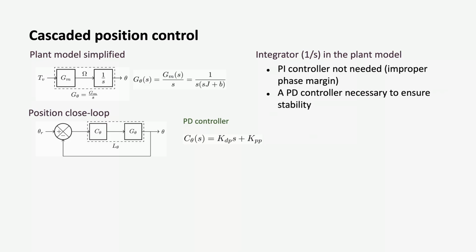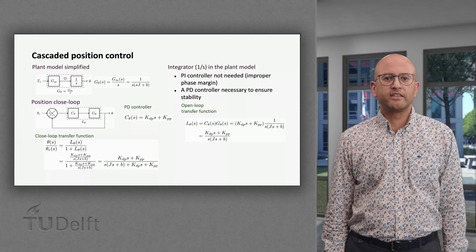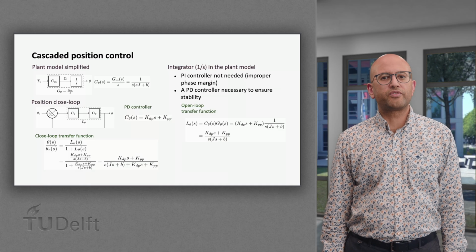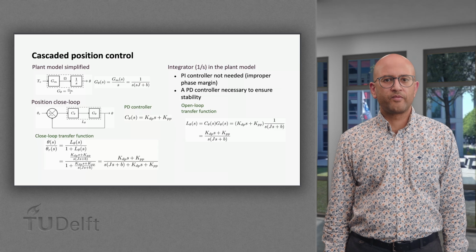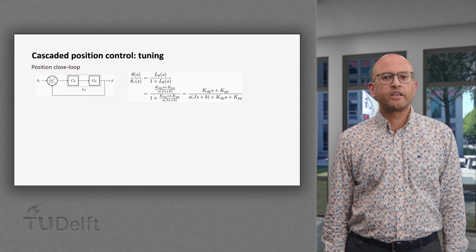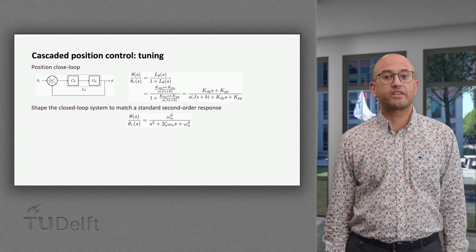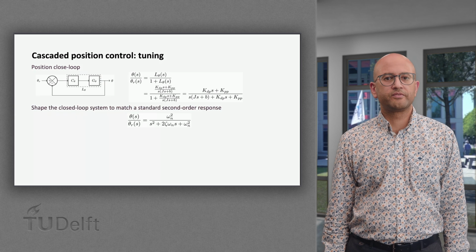Now the position control loop is shown as this when a PD controller is introduced. The open loop transfer function of the position loop is given on the slide, which is a second order system. Based on that, the closed loop transfer function is also obtained. With this obtained second-order transfer function, we have to shape it to match a standard second-order response.